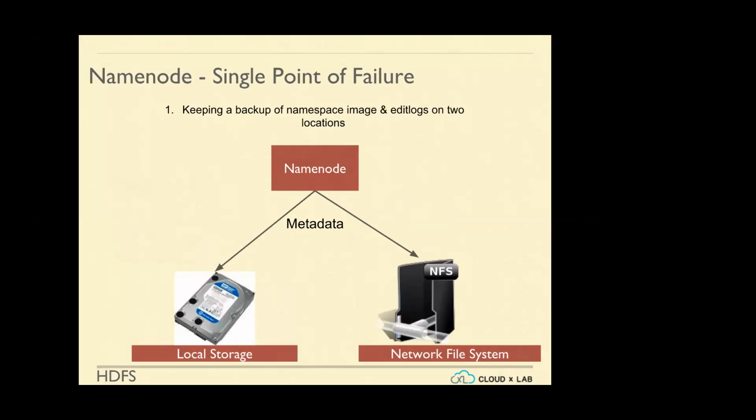Now, the second way of keeping a backup is that we keep a copy of the metadata, the edit log and namespace image, in network file storage along with the local storage. So in case the whole server goes down, we should still have a copy of the same data. Namenode provides a method of keeping the metadata at two places, so it will write edit logs to two machines.